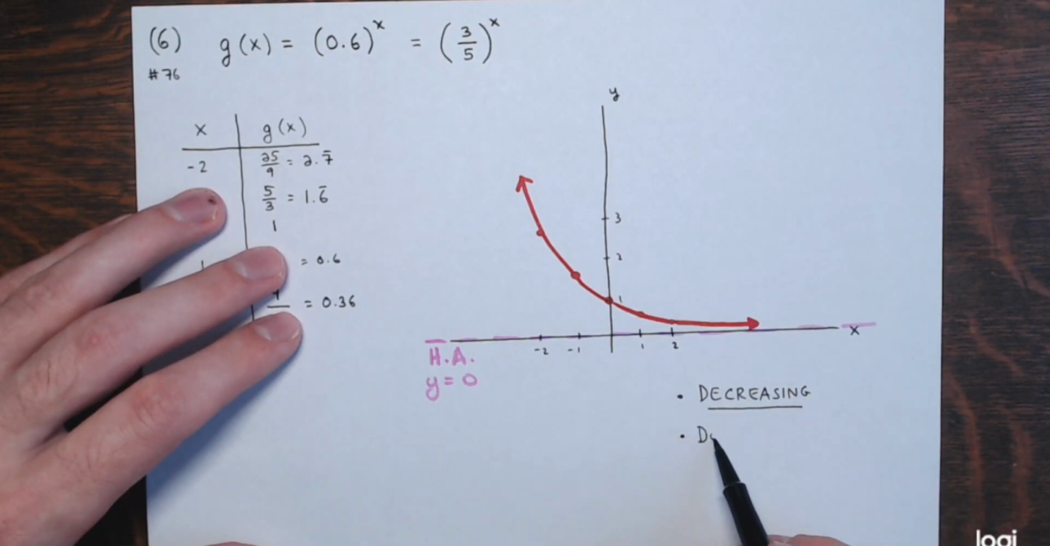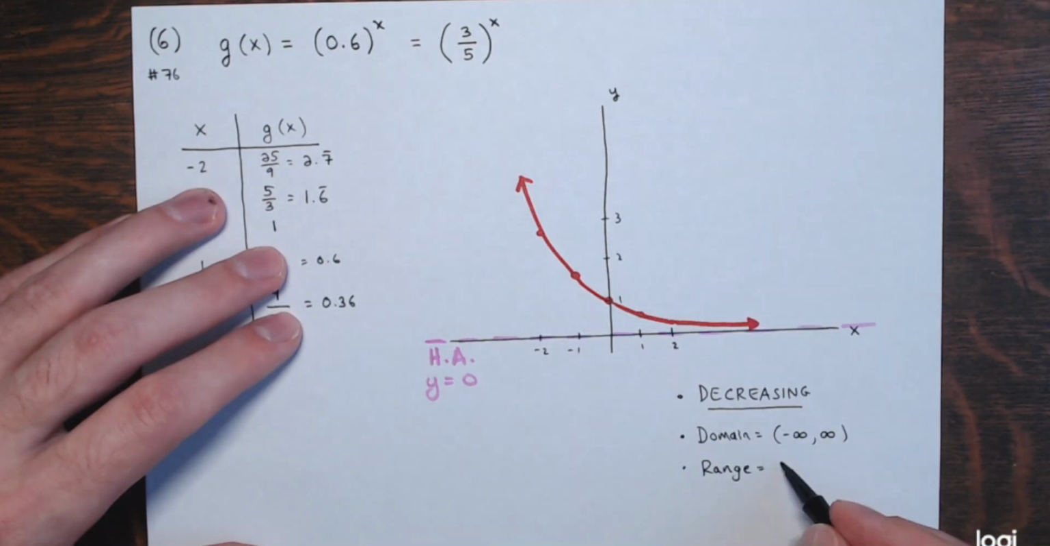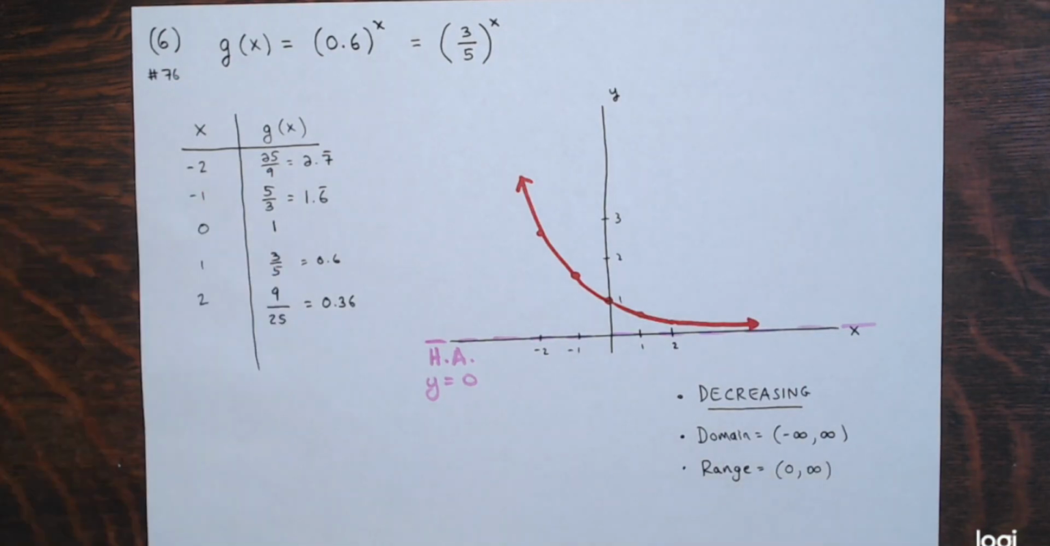And the domain and range are the same too. The domain is all real numbers. You can plug in anything you want for x. And the range is just all positive numbers. Y can be any positive number, but not 0. The output will never be 0.